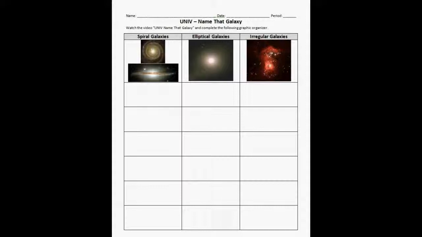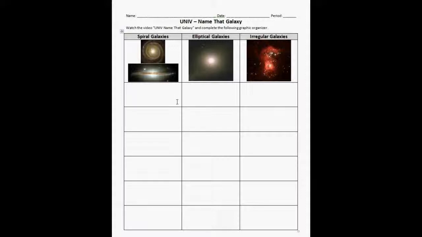And you'll notice that this is divided into 3 columns. The first one says spiral galaxies, the middle one says elliptical galaxies, and the third one says irregular galaxies. And you were introduced to those in the earlier part of this video. So let's go through here and fill this in, take a few notes. You're going to find that there's a large number of similarities between the galaxies and a few differences that are very important. So let's get started.